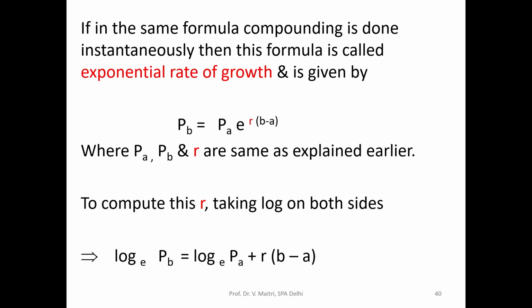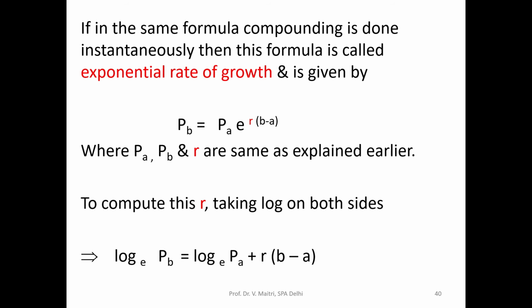If in the same formula compounding is done instantly, then the formula is called the exponential rate of growth. It is given by PB is equal to PA into e raised to the power R into (B minus A), and R is the same as we explained. Now it is the exponential rate of growth. Previously we were taking geometric rate of growth, and before that arithmetical rate of growth. So three types of R we have discussed.